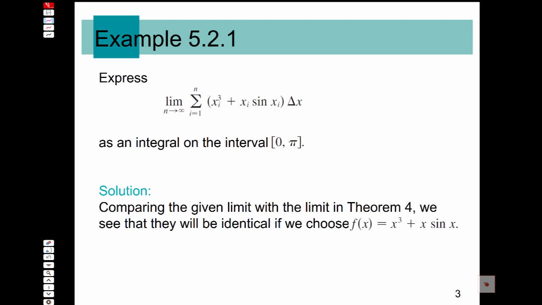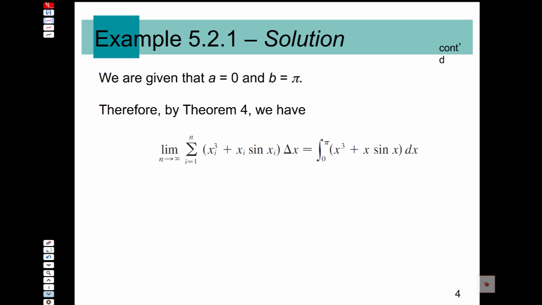The first thing we can see is that the function f of x in this case is given by f of x equals x cubed plus x times sine x. The second thing we can recognize is that the lower limit of integration, a, is 0 here because we're integrating over the interval from 0 to pi, and the upper limit of integration is pi, again because we're integrating over the interval from 0 to pi. So we have f of x equals x cubed plus x times sine x, and we have the lower and upper limits of integration as being 0 and pi respectively.